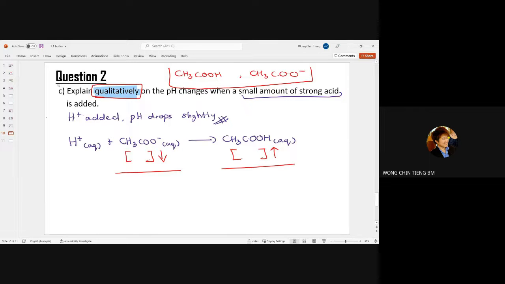Qualitatively. Don't worry about the word qualitatively. Qualitatively, I mean here, means no value, no quantity, but what we have been doing. You must know the expectation, what happens to the concentration, will it go up or down. Always remember, the one that we use will decrease. The one that we produce will increase. This is common sense, ladies and gentlemen.